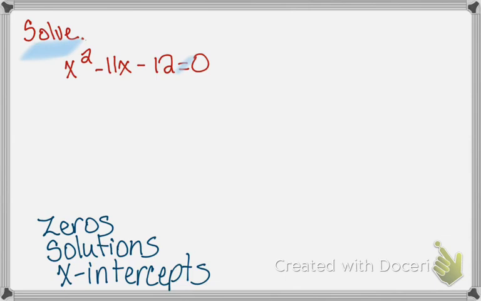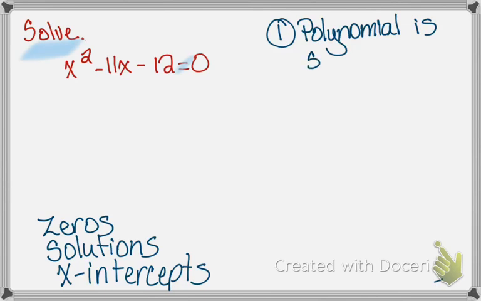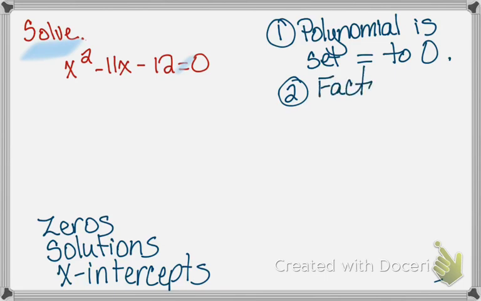So, the first thing that we do when we are solving this is we make sure our polynomial, and polynomial is just a multi-term, can be 3 terms, 4 terms, 5 terms, is set equal to 0. Okay? Is this one already set equal to 0? Yes, it is. So the next thing that I'm going to do is I'm going to factor it. Okay? So I'm going to factor.